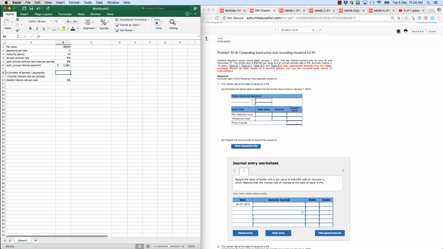N is the number of periods, the payments over the life of the bond. And that's going to be equal to the number of years multiplied by the number of payments per year. So we've got an N of 20. We could type it in here.